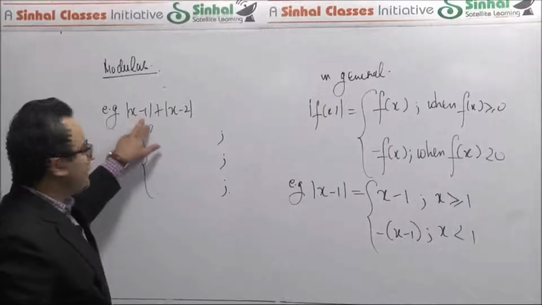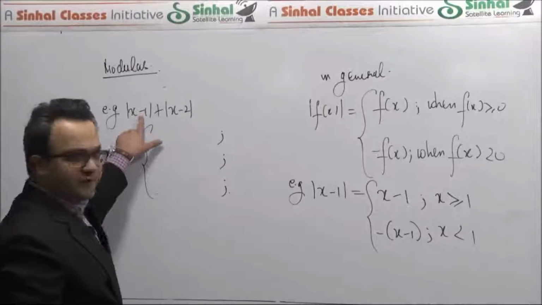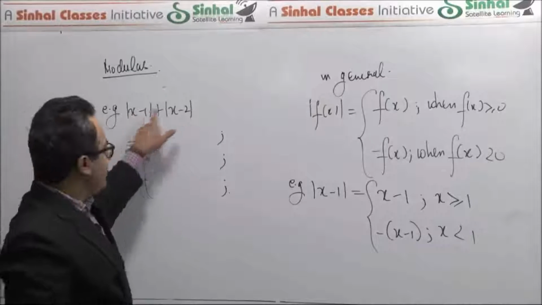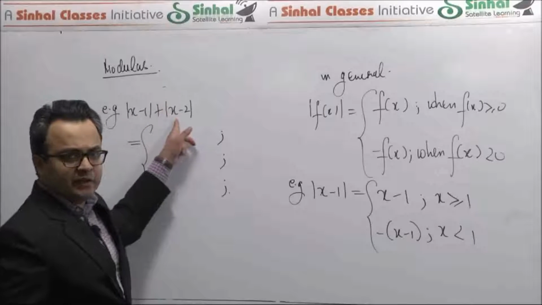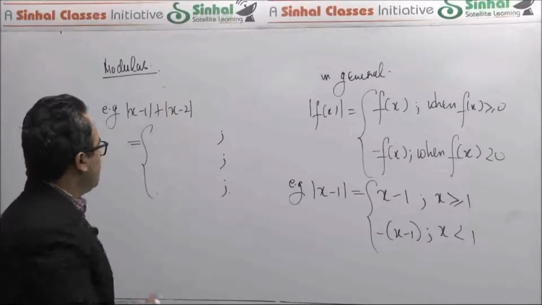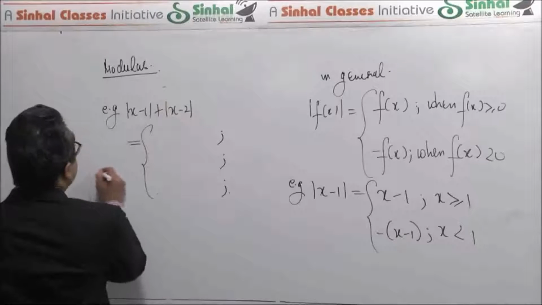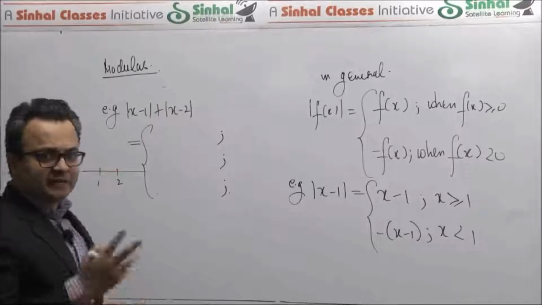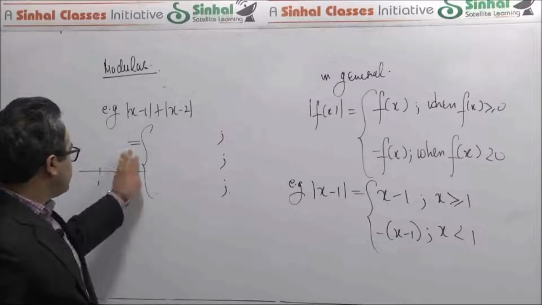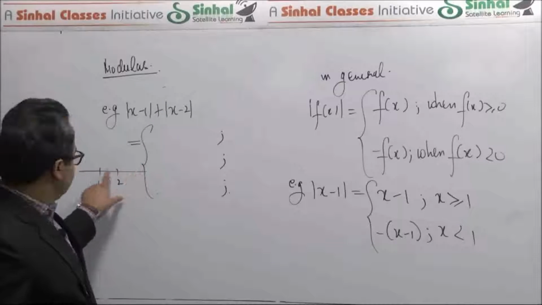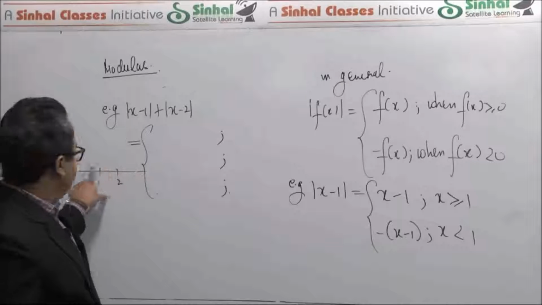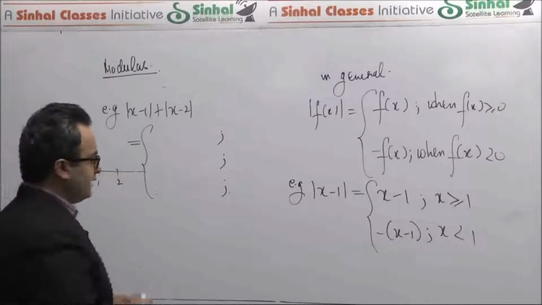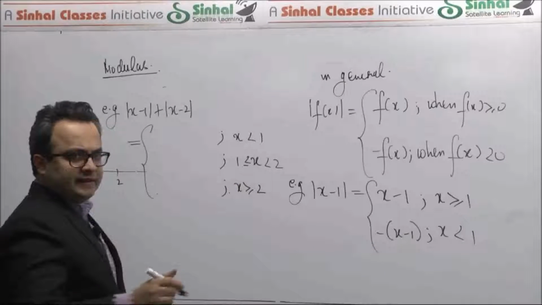So in x minus 1, the first term changes its definition at 1, and the second term changes its definition at 2, right? So effectively, if I consider the number line, there are 3 different intervals that I'll have to talk about. The values of x which are greater than or equal to 2, the values of x between 1 and 2, and the values of x which are less than 1, right? So these are 3 intervals. And then you kind of keep going.